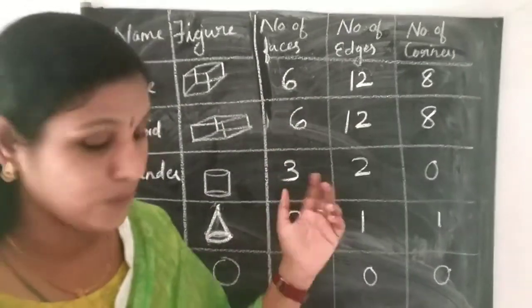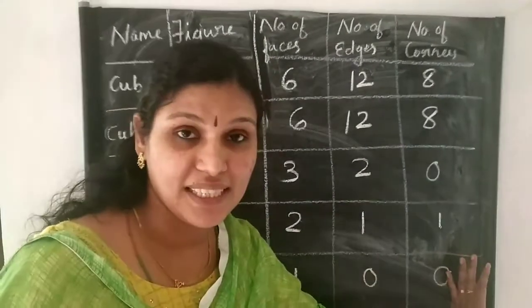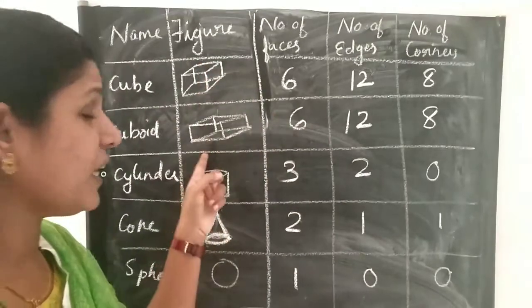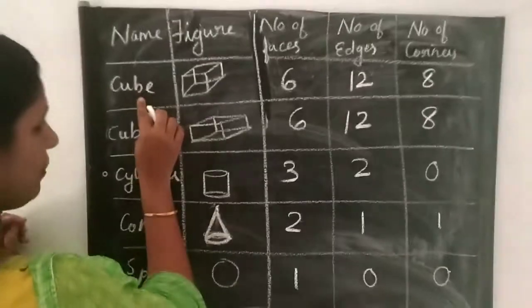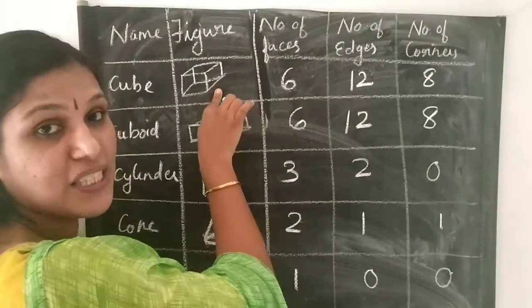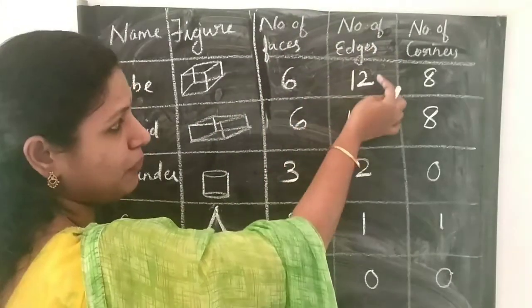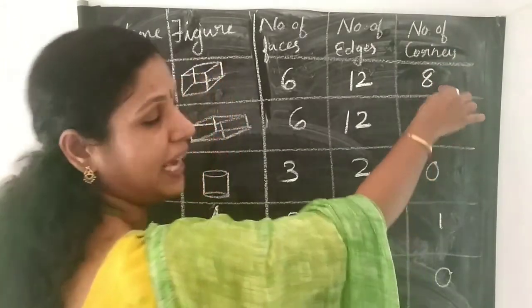So now we get this chart, and you should study this chart. It's a very important one. So you should study this figure also. This is very important. In the case of cube, all faces are square in shape. Number of faces is 6. Number of edges is 12. Number of corners is 8.